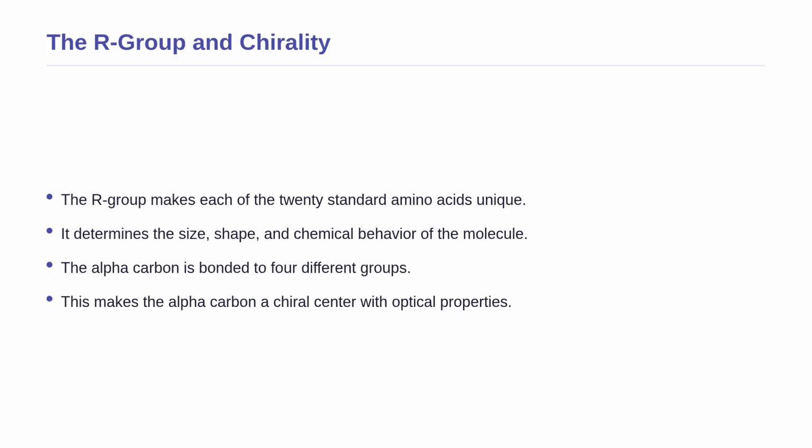Building on that structure, let us focus on the R group and the alpha carbon. It is this R group that makes each of the 20 standard amino acids completely different from one another, giving them unique sizes, shapes, and chemical behaviors. Because the central alpha carbon is bonded to four completely different groups in almost all amino acids, it acts as a chiral center. This means these molecules have a specific three-dimensional handedness, much like your left and right hands. This optical property is crucial for how they interact with other molecules in the biological world.